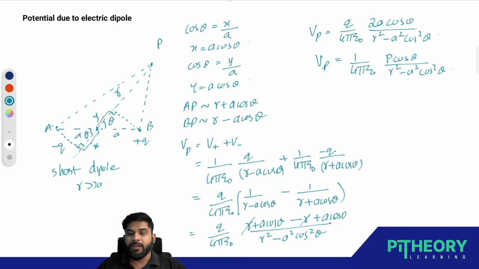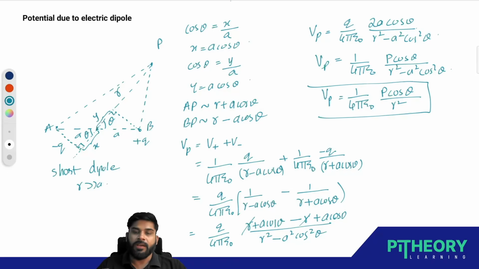Obviously we have taken the consideration that r is very much greater than a. So a square cos square theta you can neglect in comparison with r square. So you'll be getting the potential at the point P as 1 by 4 pi epsilon 0, p cos theta divided by r square. And that is the potential due to the electric dipole.